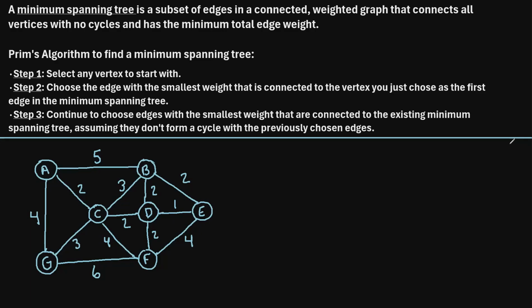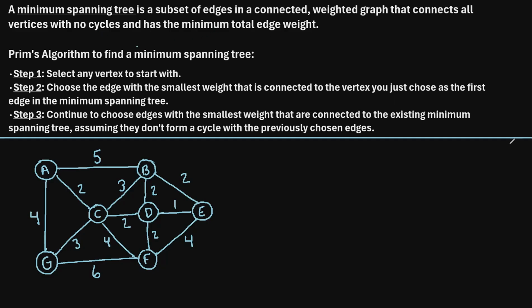In this video, I will provide a quick explanation of how to use Prim's algorithm to find a minimum spanning tree in a graph. So let's start with a quick definition. A minimum spanning tree is a subset of edges in a connected weighted graph that connects all vertices with no cycles and has the minimum total edge weight.